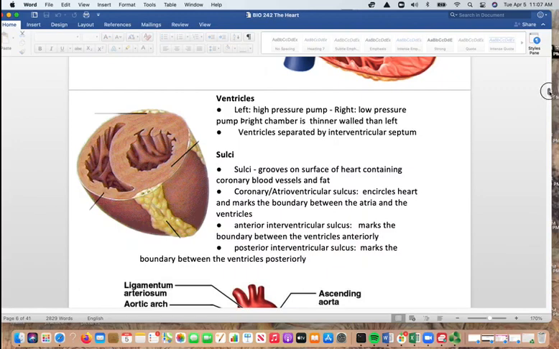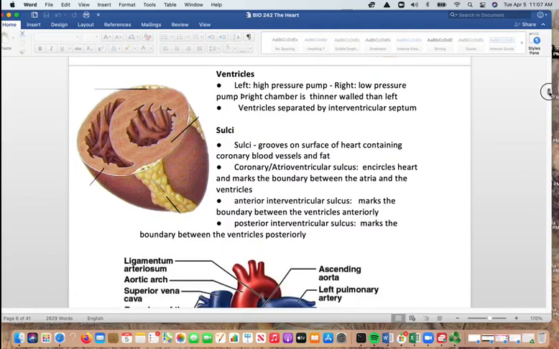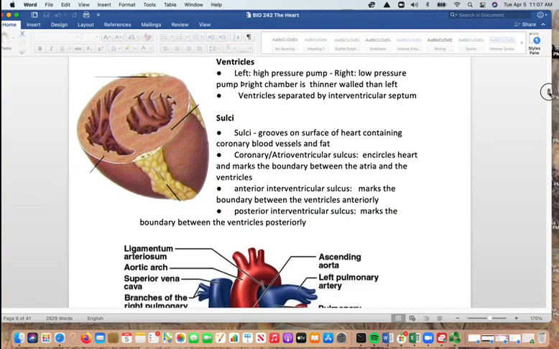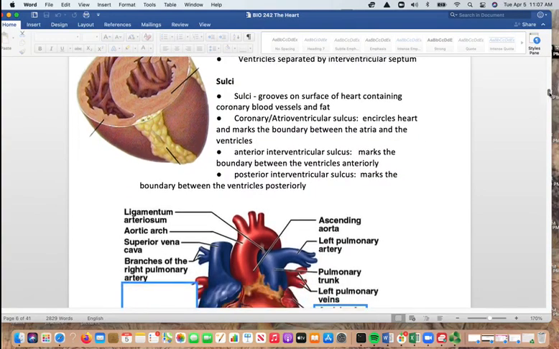On the outside, we've got sulci, which are grooves. They're going to have the coronary blood vessels as well as some fat in them. So your coronary or atrioventricular sulcus is going to encircle the heart. It's going to be the boundary between the atria and the ventricles. The anterior interventricular sulcus marks the boundary between the ventricles on the anterior side, and then the posterior interventricular sulcus marks the boundary between the ventricles on the posterior side.